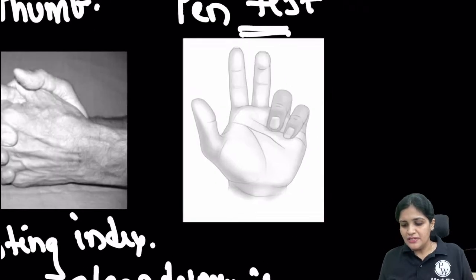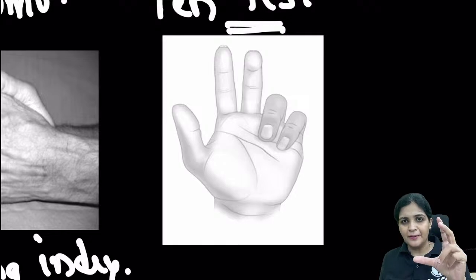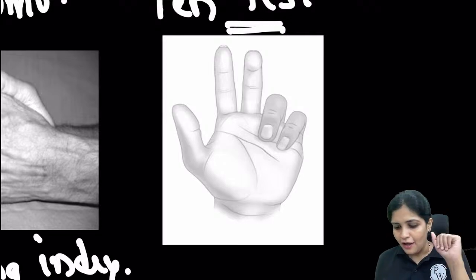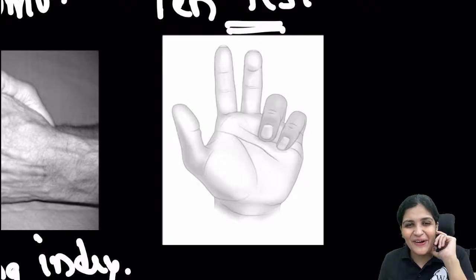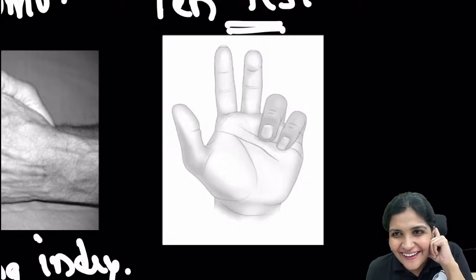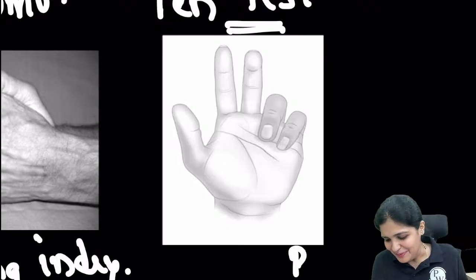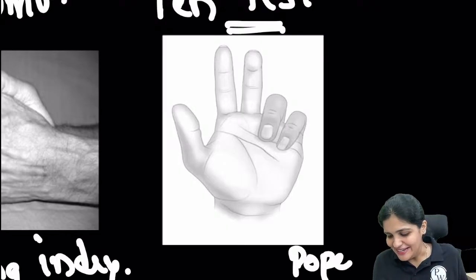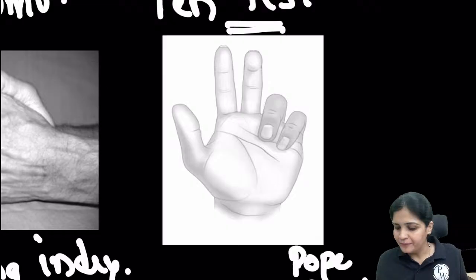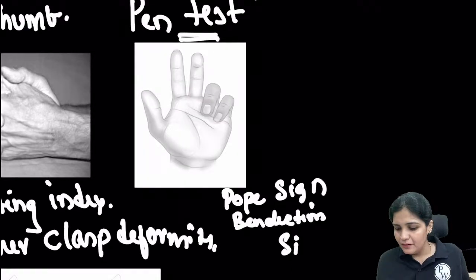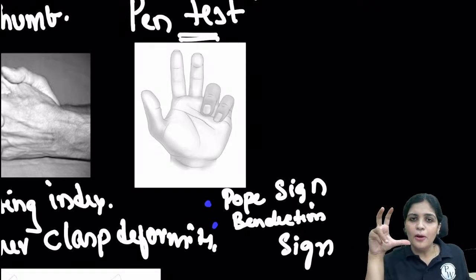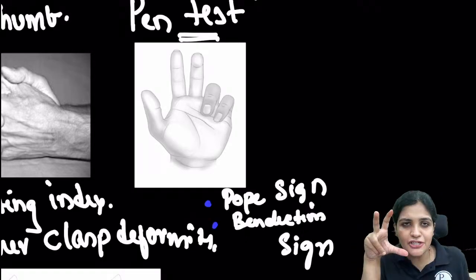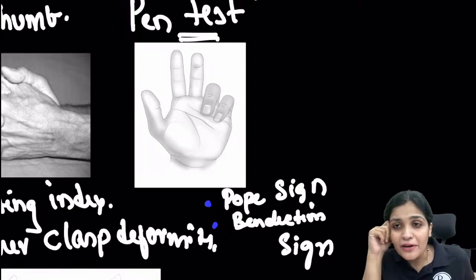And what is the next one? What is this? As I've told you, what is this? Partial claw. This is not a partial claw hand. What is clawing? This is called the Pope sign, or the benediction sign. Very good. So why is this not the claw hand? This is where you have to learn the basics, right? The concept comes here. So sometimes we get confused with the claw hand. So what is actually clawing?